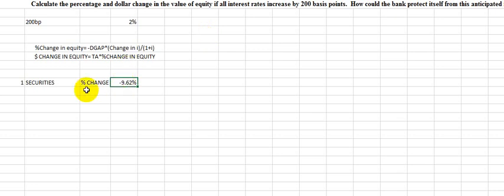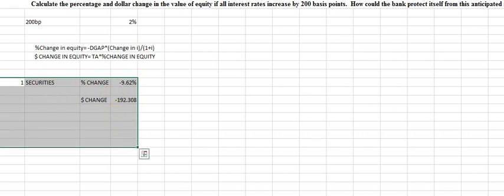Okay, so the percentage change in securities will be negative 9.62%. Now the dollar change, as I said, is equal to the percentage change times the asset itself. Securities are at $2,000, so it will be equal to minus $192.308. That was for the securities.